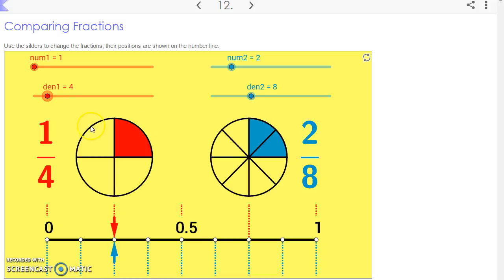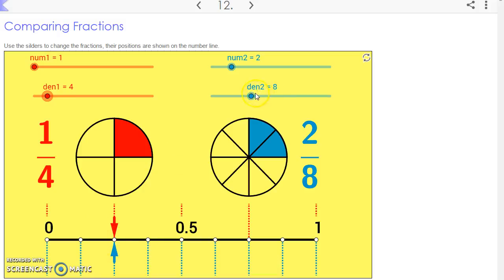And this shows them that 2/8 is equal to 1/4, because not only is it filled in the same amount on the pie chart, like yes, 2/8, this pie chart has more sections, but it still has the same amount filled in. And then it even shows that they're represented at the same point on the number line.